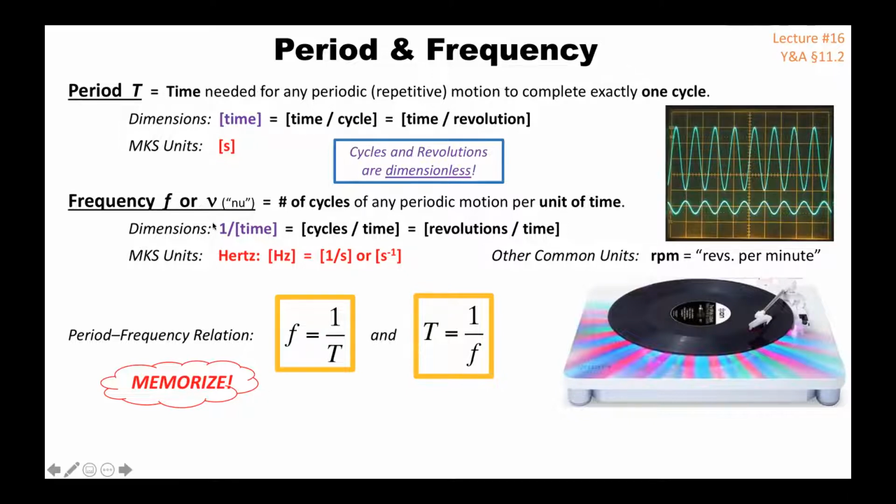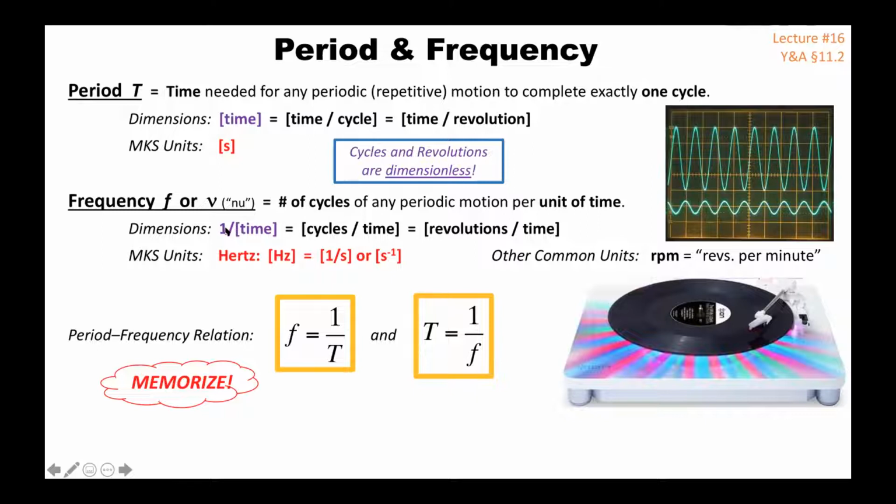Frequency is the number of cycles that are completed of this repetitive or periodic motion per unit of time. So this unit of time could be a second or a minute or an hour. It could be anything. And if we count up the number of cycles of the orbits or the pendulum or the record player rotations during the unit of time that we choose, then we get the frequency. By the way, this doesn't have to be an integer number. This could be a fractional number or decimal number of cycles.